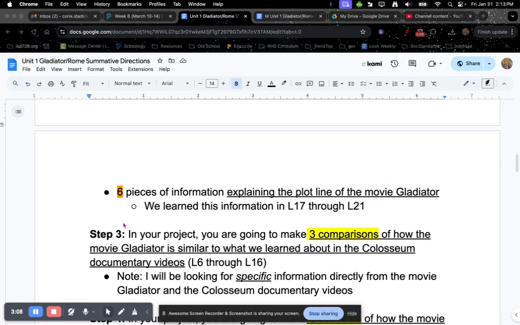Then you need 6 pieces of information explaining the plot line to the movie Gladiator. So we learned about the movie Gladiator through lessons 17 and 21. Those were when we watched the movie.